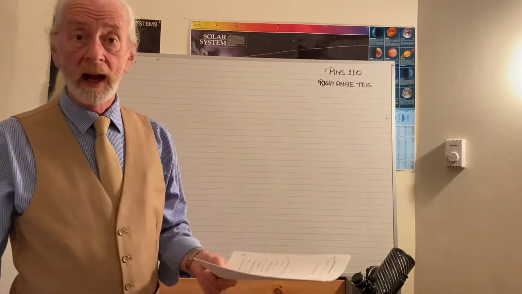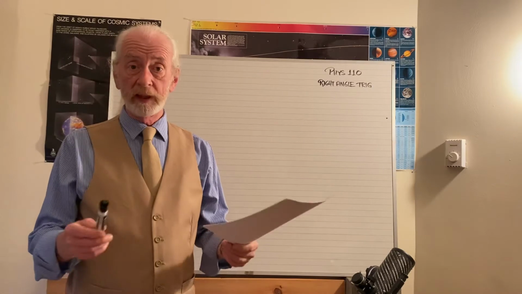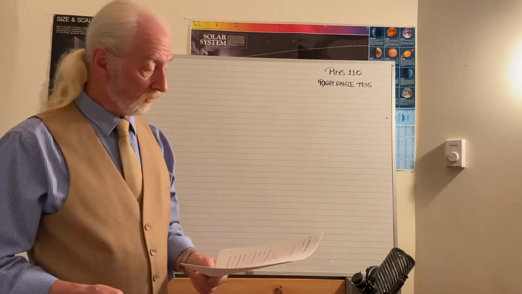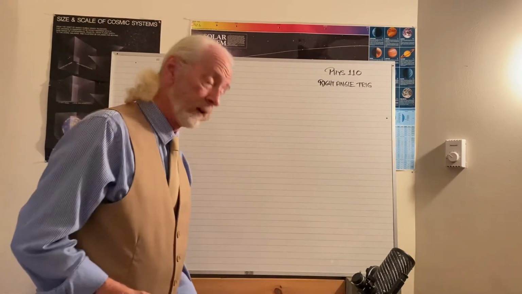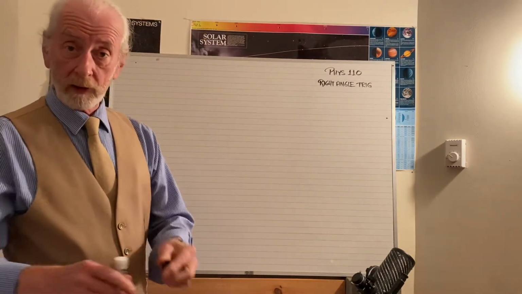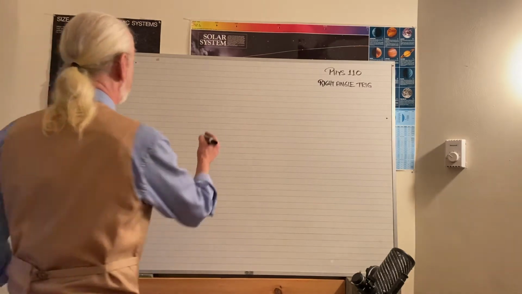So the question is, how do we determine direction when we analyze vectors? Well, we have to use something called right-angle trigonometry, which was invented by a Native American mathematician by the name of SOHCAHTOA.